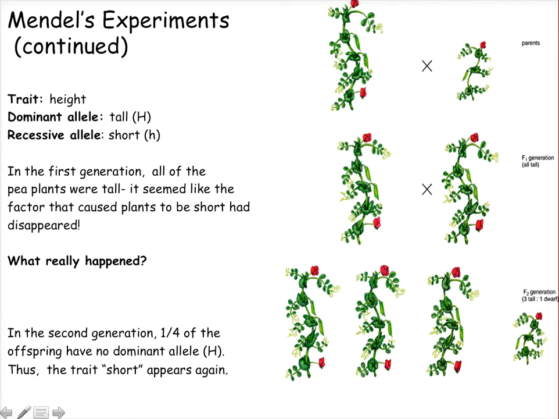So applying this to our original parents, our parental generation, the ones we started with, we know that the tall parent is going to have a combination of alleles in which both alleles are dominant, while the short one will have a combination in which both alleles are recessive.